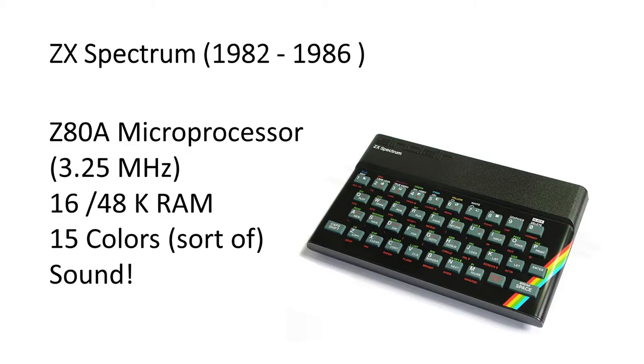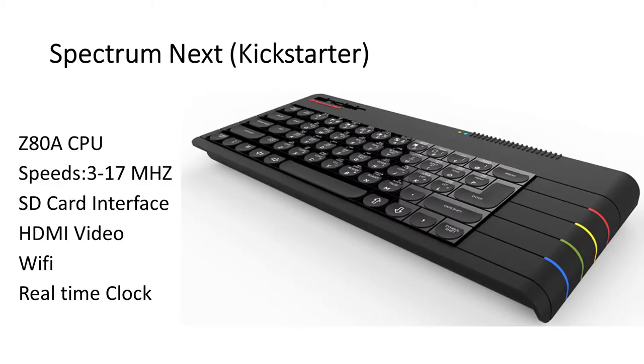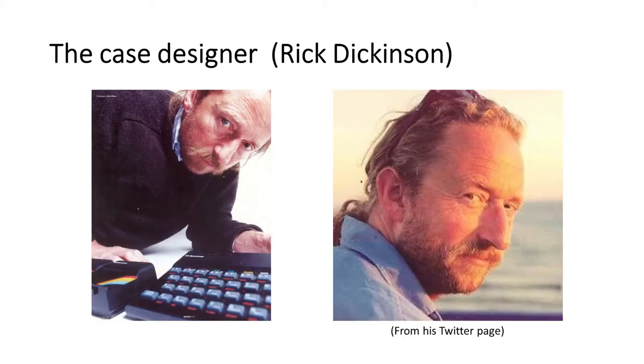So how do you target something for this machine? This is also super exciting. There's a Kickstarter campaign for something called the Spectrum Next, which is a reimagined Sinclair Spectrum. The case is designed by the same guy who did all the early Sinclair machines, so I think that's pretty exciting. And then it has all the modern conveniences you'd want, like an SD card and HDMI video. So I'm a backer of that project. I would love to have this machine. I hope it works.